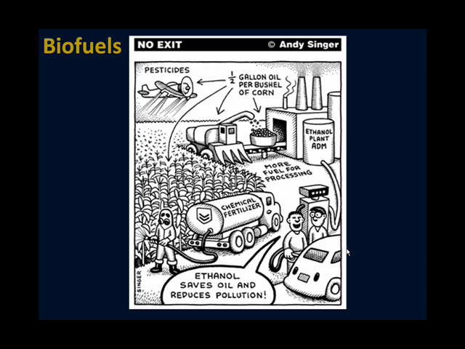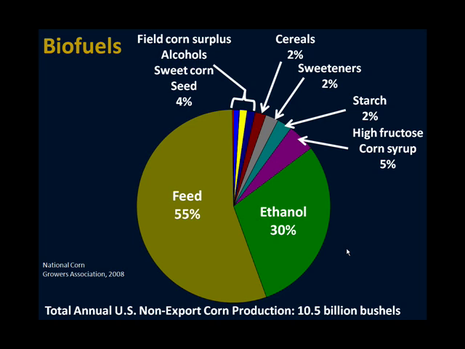So this is something that, again, in the future, and we've already seen some calls to action for looking at alternative ways of producing biofuels, for example, through sugarcane or algae, instead of having to rely on corn-based ethanol. Now, if we look at the portion of the U.S. corn supply, we've seen that in 2008, almost a third of our non-export corn supply goes towards ethanol production. Feed, of course, is the highest allocation of our corn production. About 55% of our corn, again non-export corn, goes to feed, and only a very small percentage, part of that 4%, was field corn surplus, alcohol, sweet corn, and seed. Only a small percentage actually goes to corn that you may go to the supermarket and actually buy.